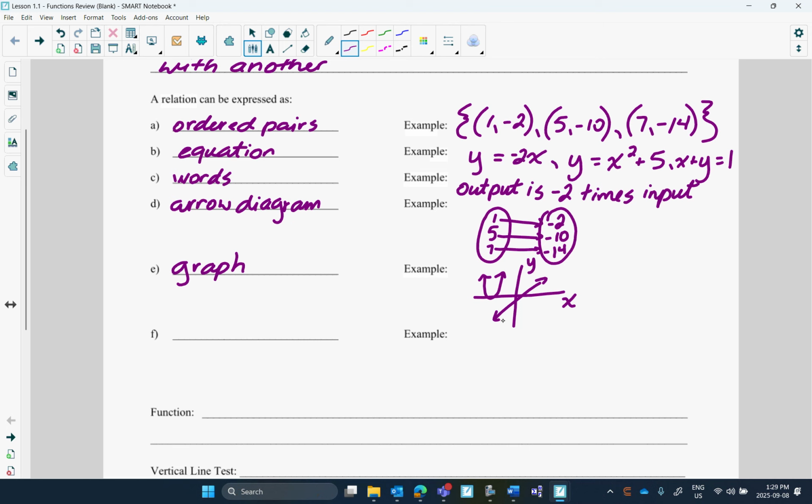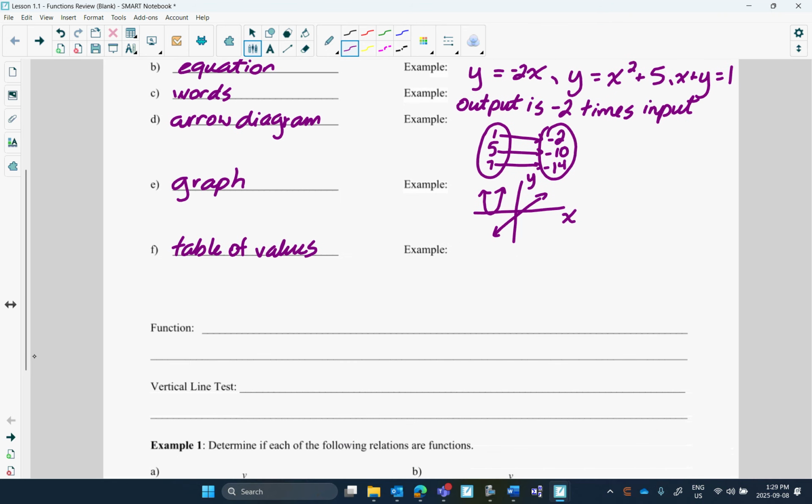And finally, a lot of times the graphic, we need table values. So that's taking all the ordered pairs and putting them into a table beside each other. So what did I have? 1, -2, 5, -10, 7, -14. And that's showing the relation using a table.